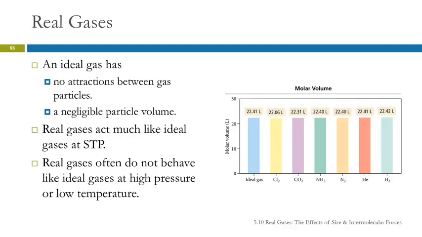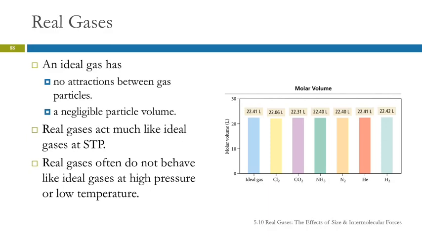Well, we talked a lot about ideal gases, now we have to talk about real gases. So when we're talking about an ideal gas in kinetic molecular theory, an ideal gas has no attractions between gas particles. When the particles collide, they don't interact with each other at all. That's a requirement for an elastic collision. And the ideal gas also has a negligible particle volume.